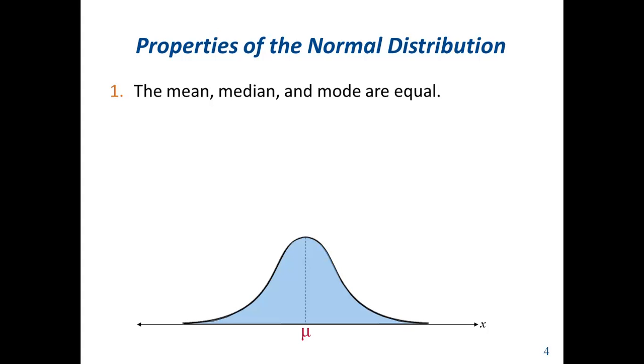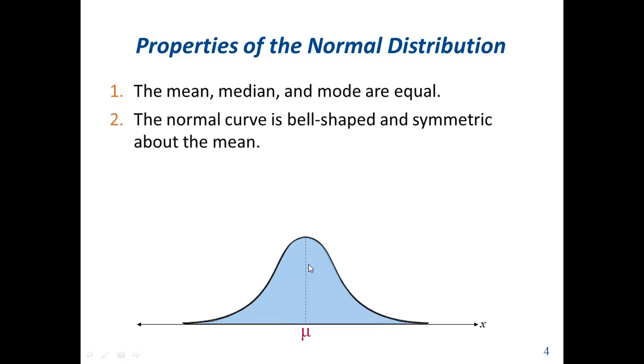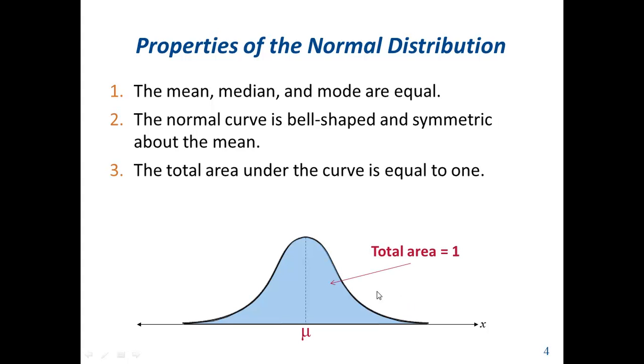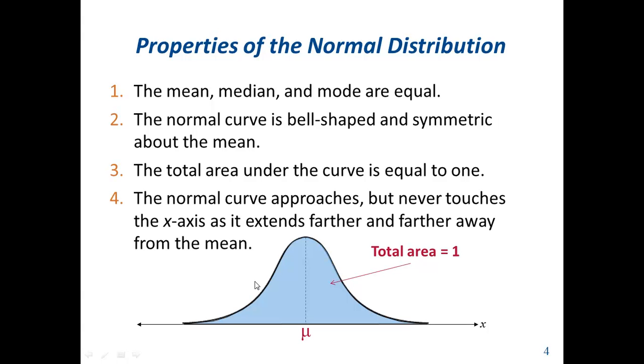The mean, the median and the mode are equal. It is a bell-shaped graph. The total area is equal to 1, 0.5 to the right side of the mean and 0.5 to the left side of the mean. So the normal curve approaches but never touches the x-axis. It goes to plus infinity and negative infinity.